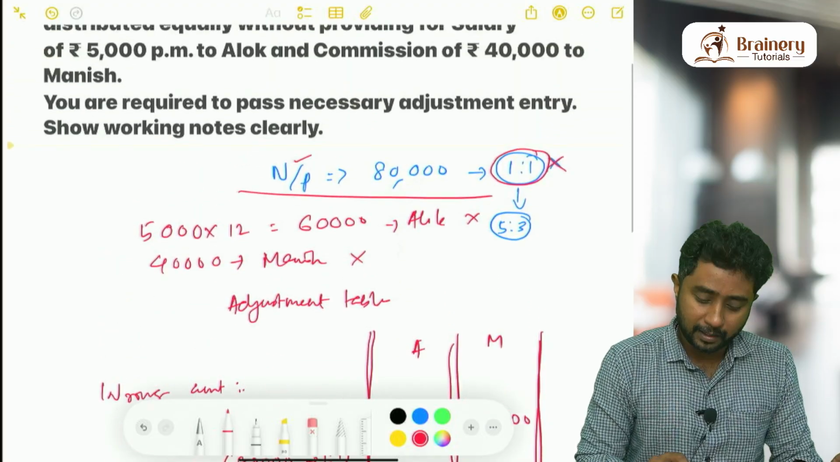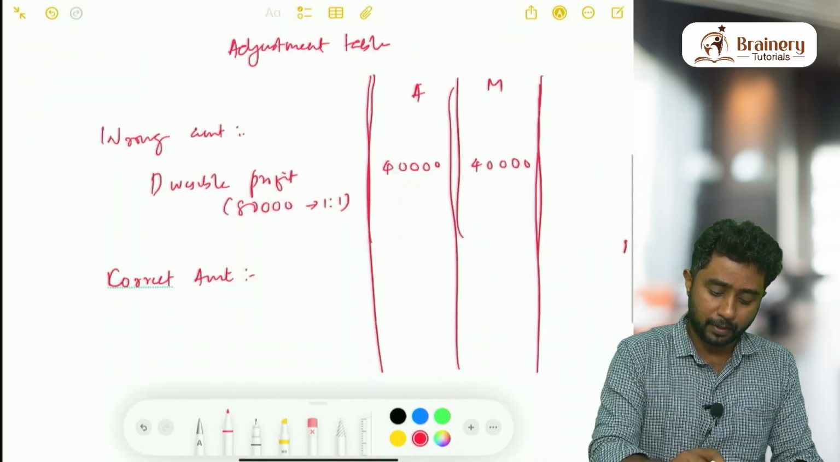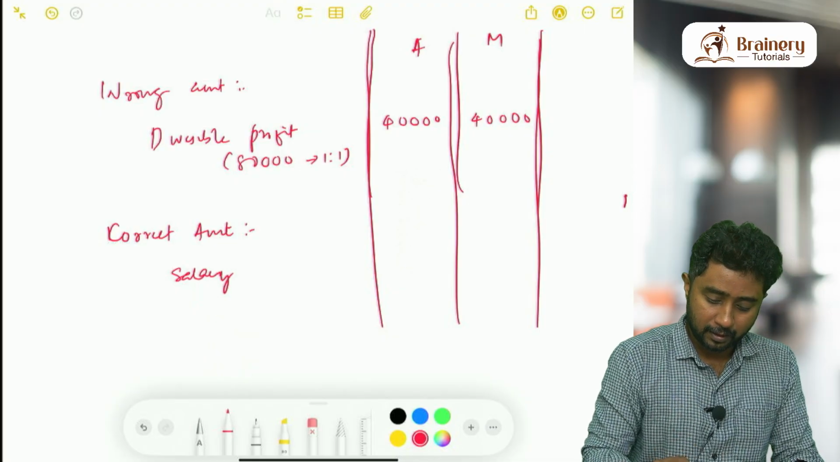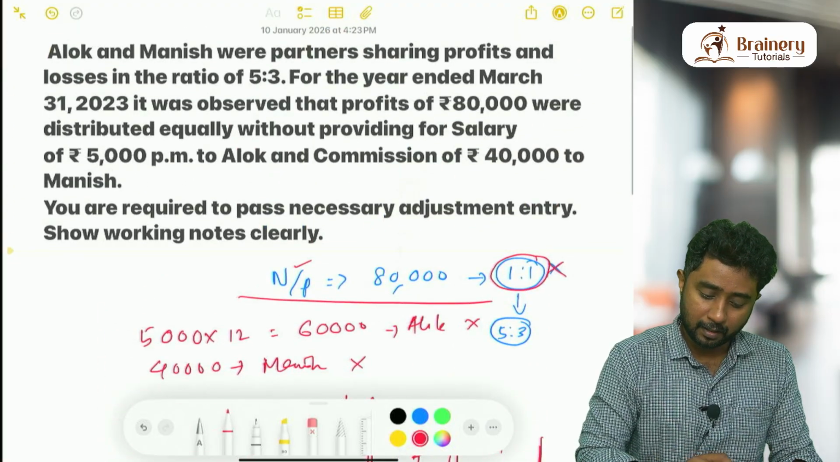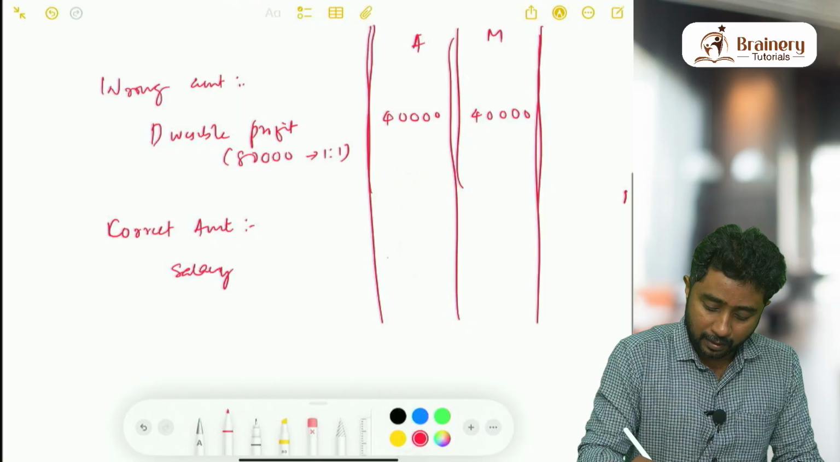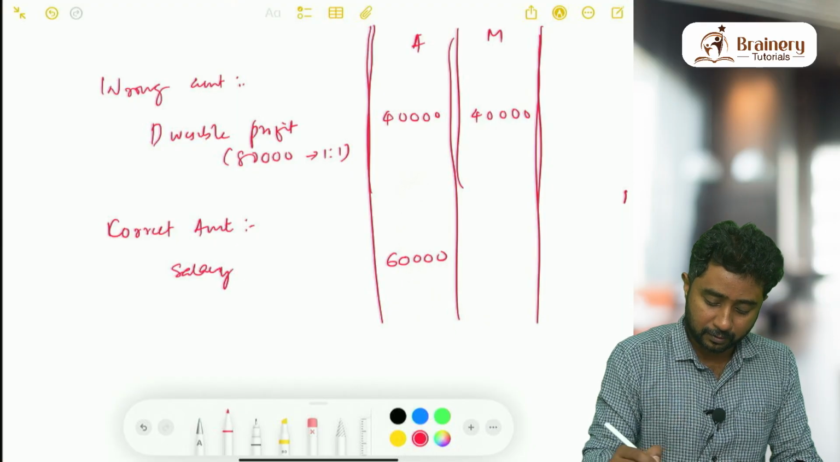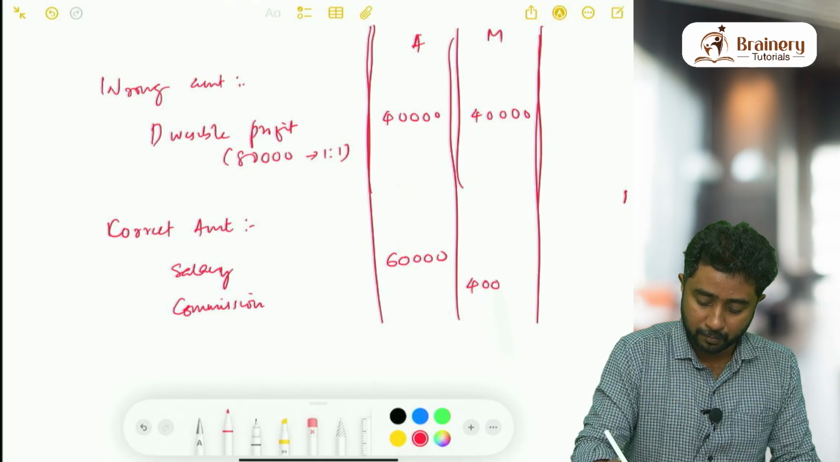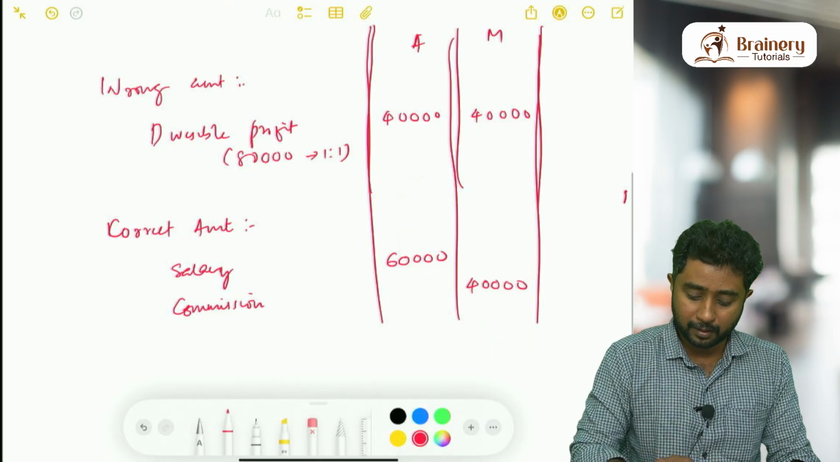So here, which are the correct amounts that should come? First we have to pay salary. Salary should be paid to Alok. So obviously we found that Alok's salary is 60,000. So we are recording it here. Next is commission. You know it very well. Commission is payable to the second partner. So we are recording it here.